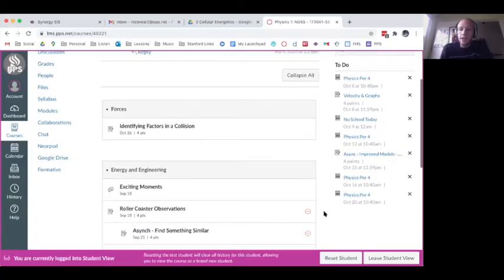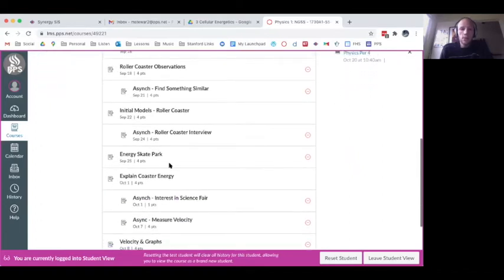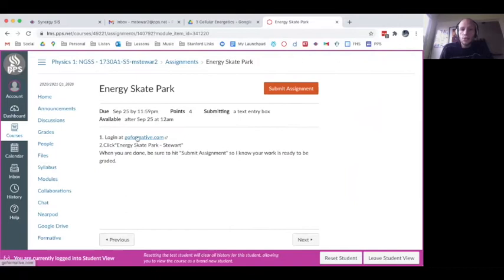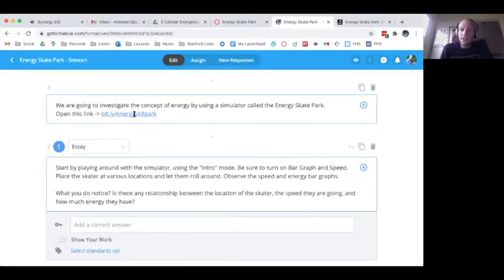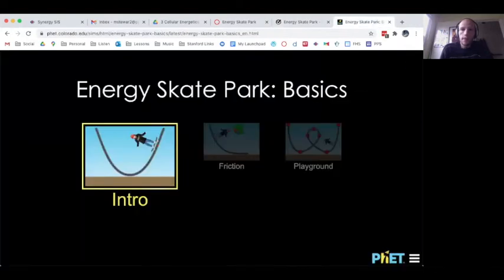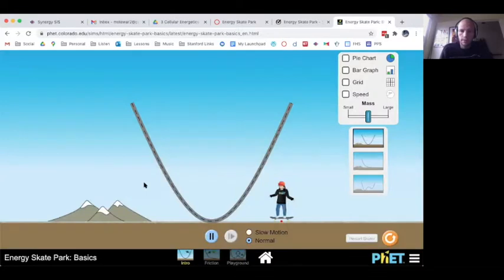Step two of making these roller coaster models was to describe the energy using energy bar charts. To do this, I would recommend that you look at the Energy Skate Park assignment, where I asked you to open up this formative, which gives you access to this simulator about this energy skate park.